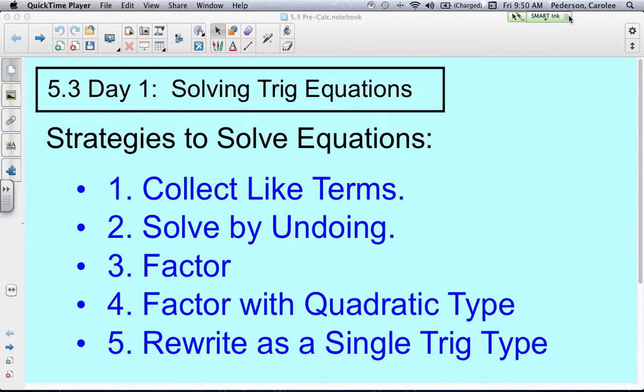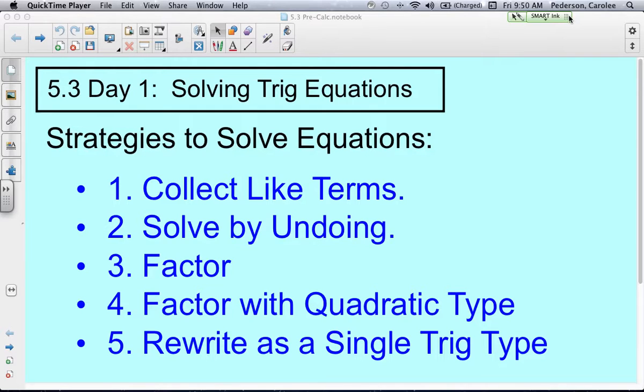These blue topics are just some strategies to help you solve for x. One of them is combining like terms. Like terms are going to be like trig functions, like a sine of x and a sine of x combined to 2 sine of x. Solve by undoing is going to be key here. Factoring, and then setting those factors equal to 0 and solving for x. Factoring with the quadratic type, those are going to be like trinomials, and you may need to use the AC method or use substitution.